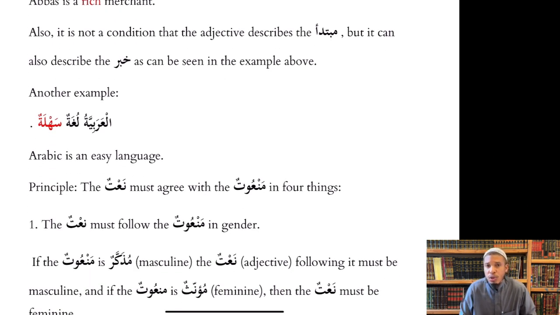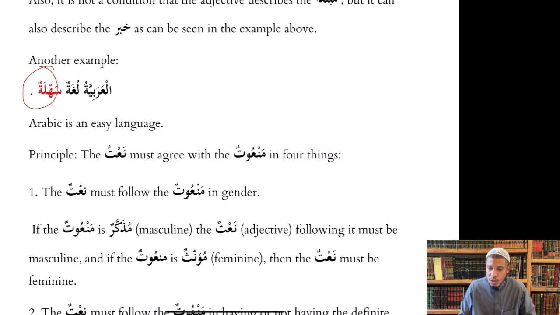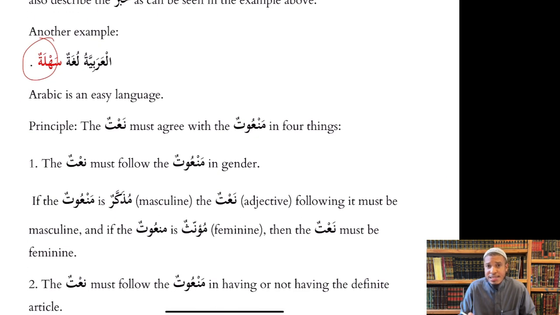العربية لغة سهلة. Arabic is an easy language. العربية, Arabic, right? لغة سهلة. What type of language is it? They're describing it as being سهلة, easy. Alright. Now, what is our قاعدة as it relates to the نعت and منعوت?